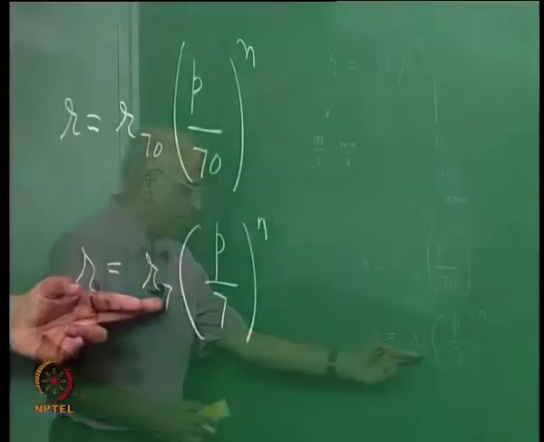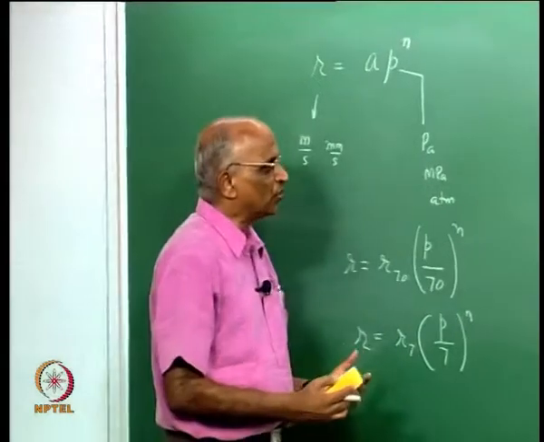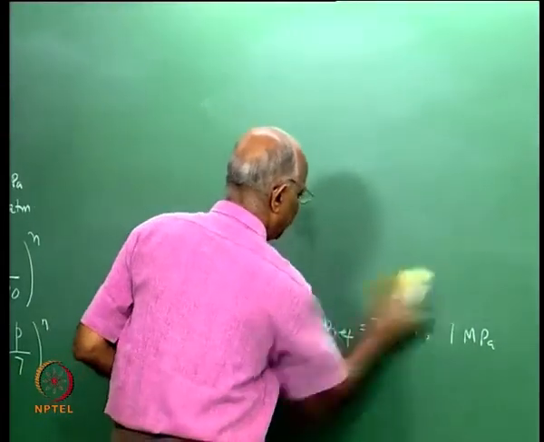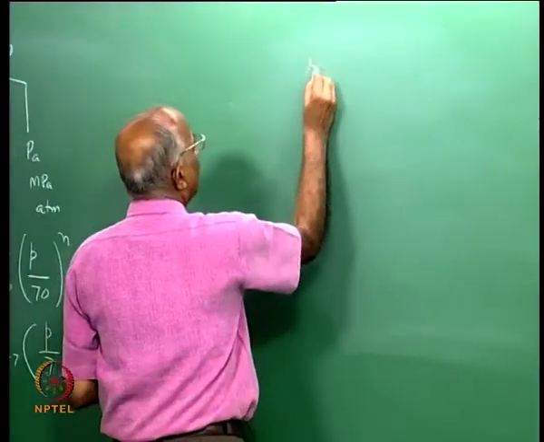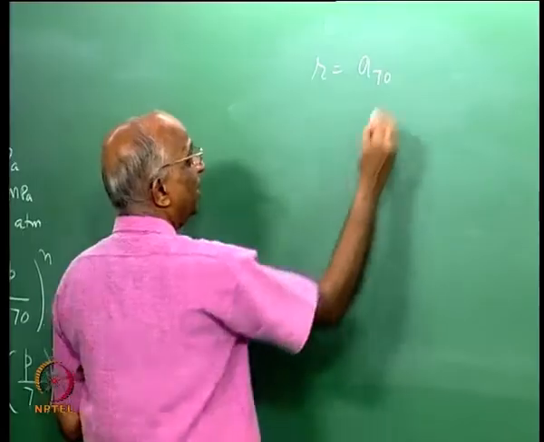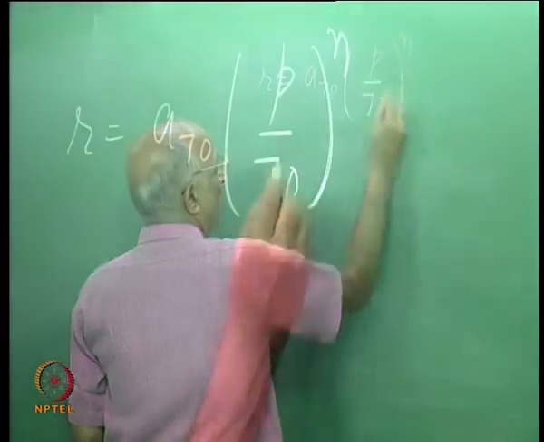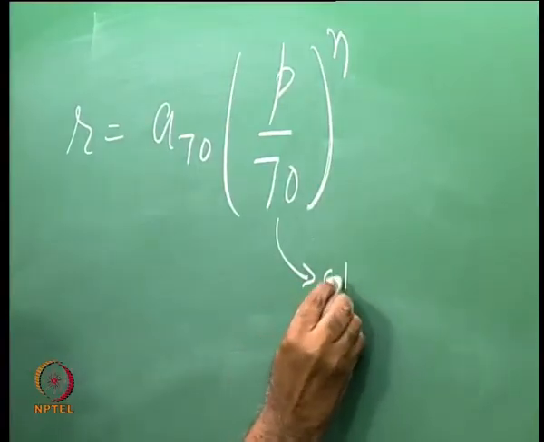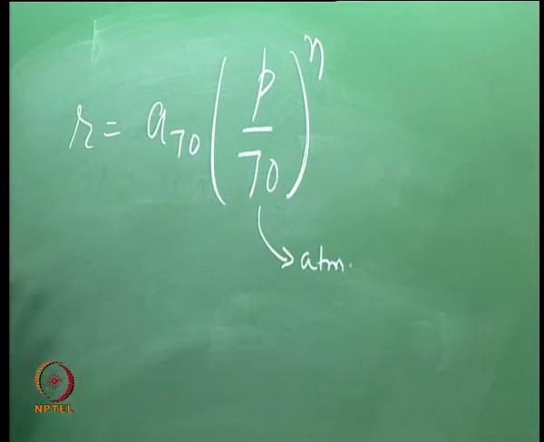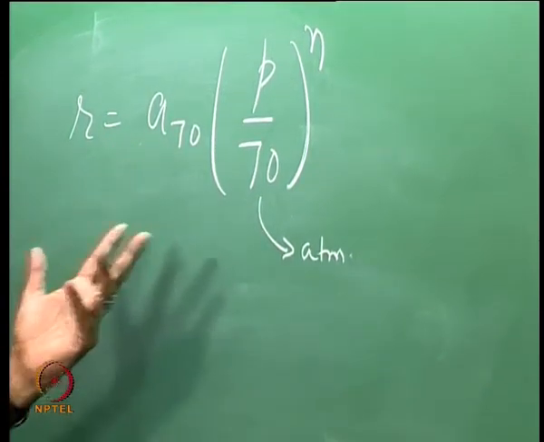This is at 7 megapascal, same as 70, and therefore many books write the value of R as R is equal to A70, they say this is your reference at 70, into P divided by 70 to the power n. You must remember immediately this we are talking of atmospheric pressure. Therefore, the question is, what is A70? A70 is the burn rate at the reference pressure of 70 bar.